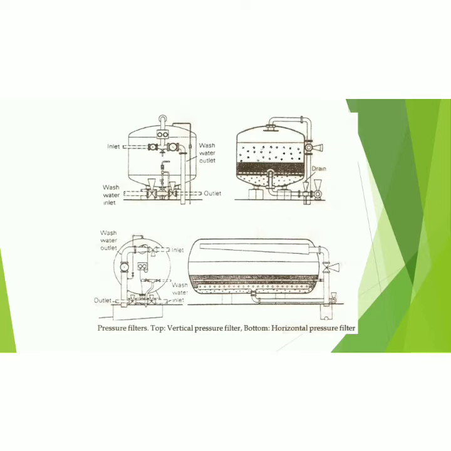So you can see the different angles of pressure filters. Generally they will use top vertical pressure filters and bottom horizontal pressure filters, and the top two diagrams show the vertical pressure filters, whereas the bottom two diagrams show the horizontal pressure filters.